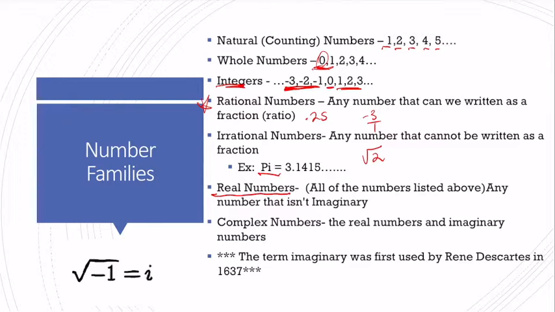Complex numbers are all the real numbers and imaginary numbers. Remember, imaginary numbers are the square root of negative 1, right? The square root of negative 1 is also denoted i. Descartes, who also developed the Cartesian plane, the XY coordinate plane, coined the term imaginary, but we aren't working with these just yet. For now, we're just going to live with the real numbers in the real number line.